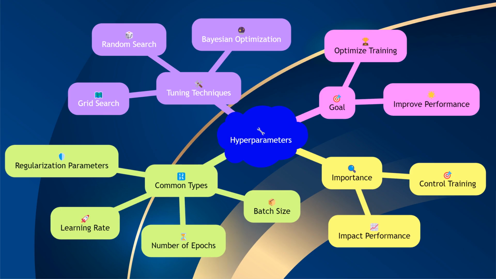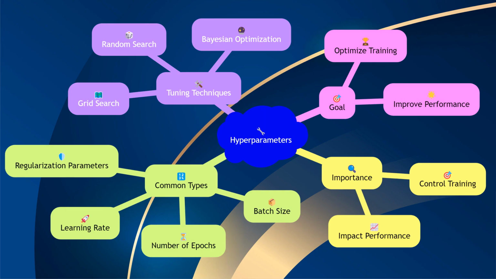Hyperparameters are a critical component of the search space as they control the training process and can significantly impact model performance. Common hyperparameters include learning rate, batch size, number of epochs, and regularization parameters. By carefully tuning these hyperparameters, data scientists can optimize the training process and improve model performance. Techniques such as grid search, random search, and Bayesian optimization are often used to explore the hyperparameter search space and identify the best configurations.